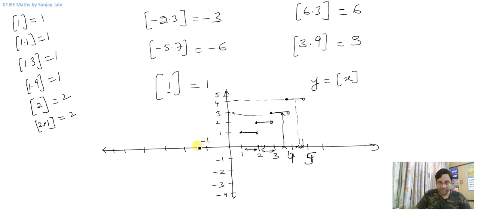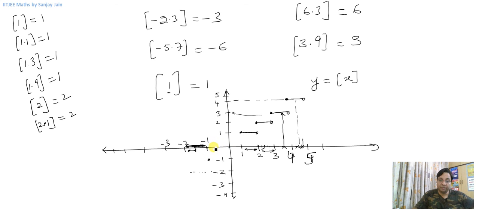Let us look at the negative values. Now you tell me, between minus 1 and minus 2, if I take a point here, what is the greatest integer that is on its left? It is minus 2, right? So any value between minus 1 and minus 2 that you put, any x between minus 1 and minus 2, what will be the value that you will get? Minus 2, right? For all these points, you will get minus 2. But at minus 1, you will get minus 1.